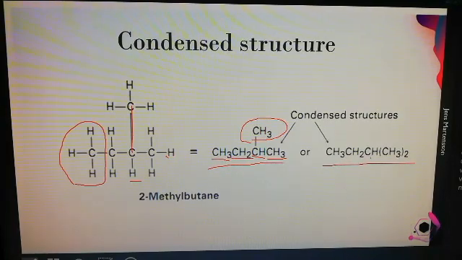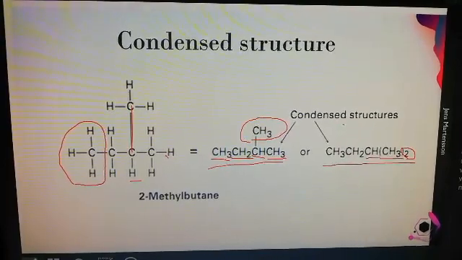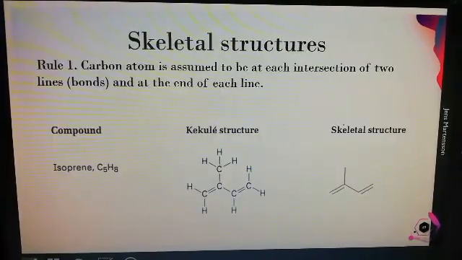So meaning, 2 molecules of CH3 are attached to the third carbon, okay? So that's the condensed structure. So another way to draw the chemical structure is the skeletal structure. And there are rules in drawing skeletal structures. So in rule number 1, carbon atoms aren't usually shown. Okay? So instead, a carbon atom is assumed to be at each intersection of 2 lines or bonds and at the end of each line.